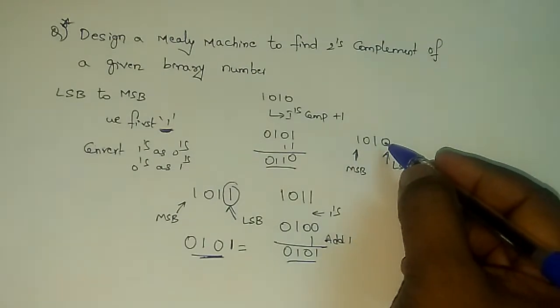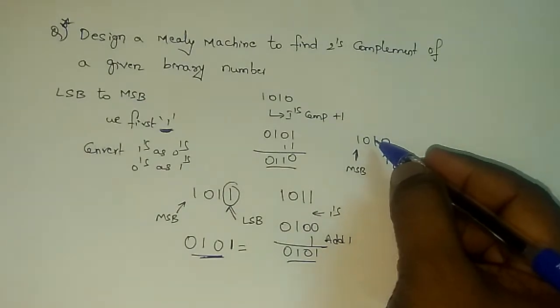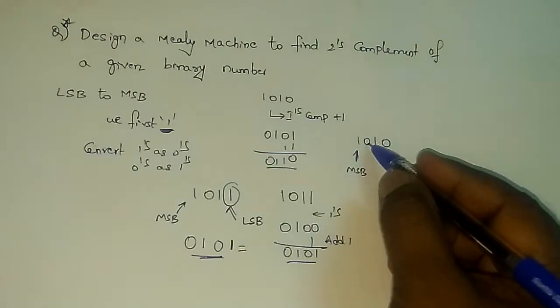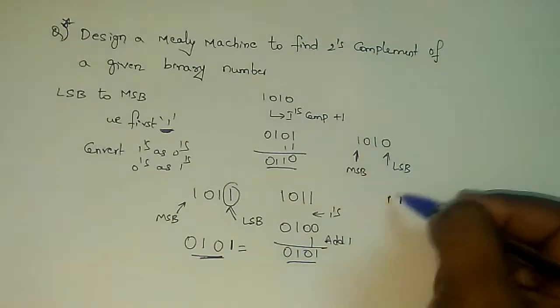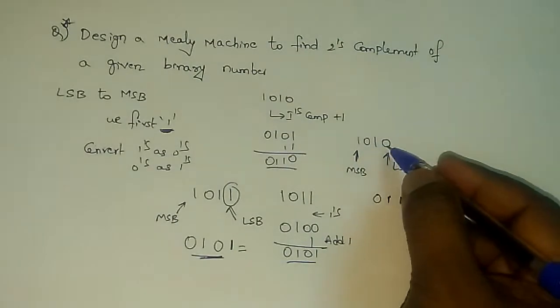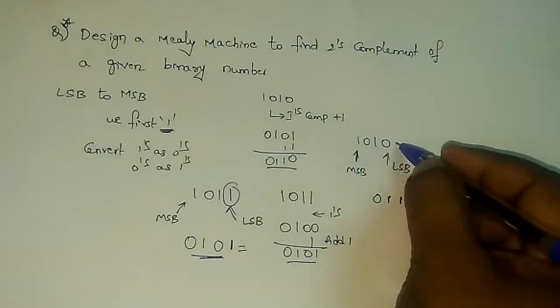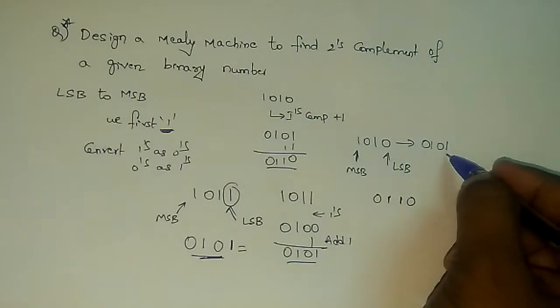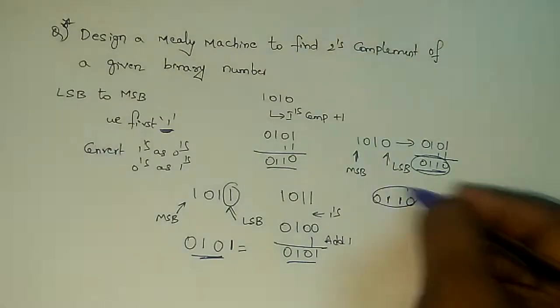So starting from LSB to MSB, the first bit encountered is 0. So forget about that. What is the next one encountered? 1. So keep this 1 as it is. So 0 is kept as it is and 1 is kept as it is. So the remaining 0 is converted to 1 and the 1 is converted to 0. So from 1 0 1 0 we got 0 1 1 0. Let's check whether it works or not. For 1 0 1 0, the 1's complement is 0 1 0 1 and adding 1 to that, 0 with carry 1, 1 1 0. So we got 0 1 1 0.